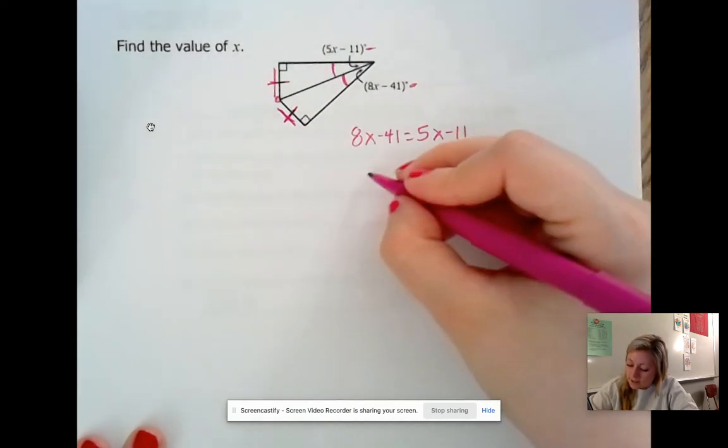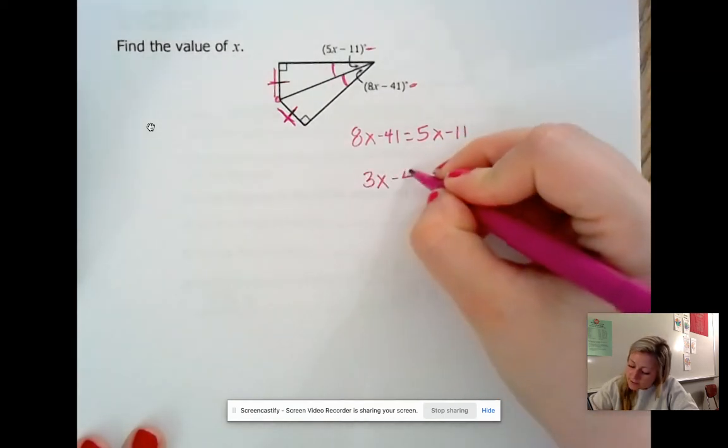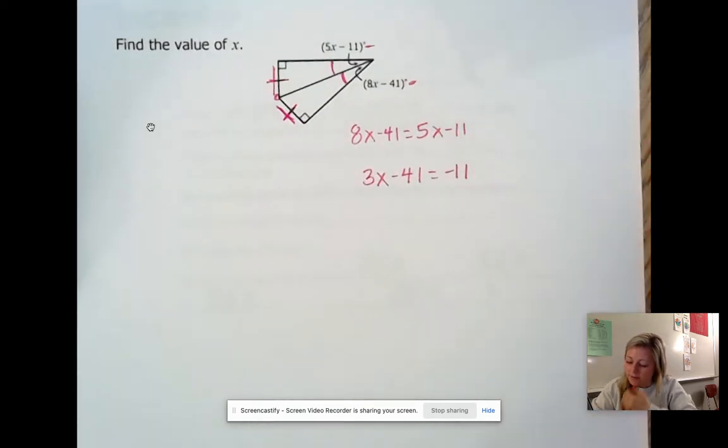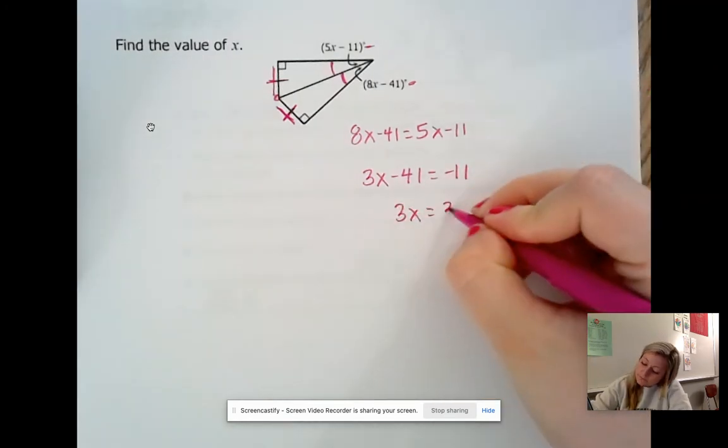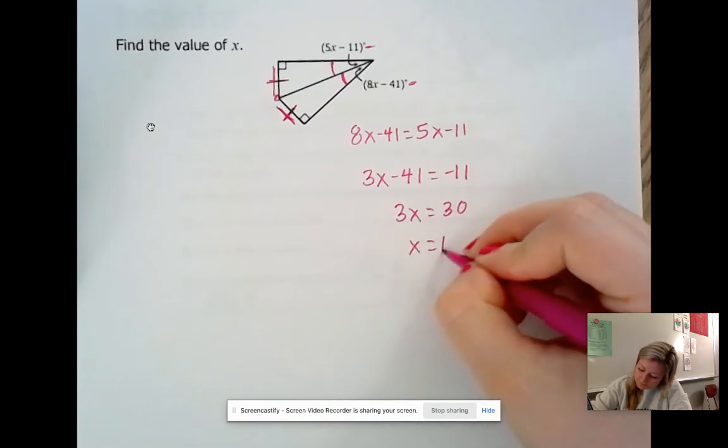Throwing our x's to the left side, so I get 3x minus 41 equals negative 11. Add 41 over, which we get 30. X equals 10.